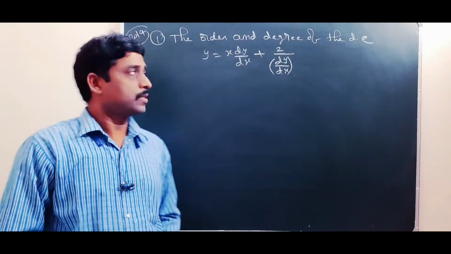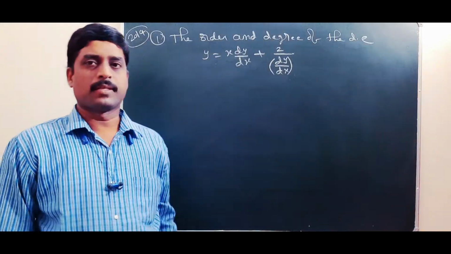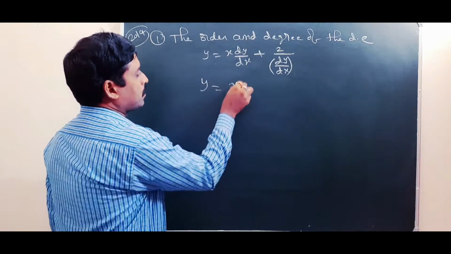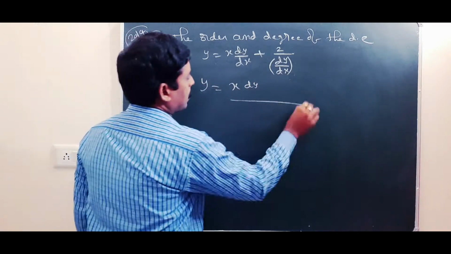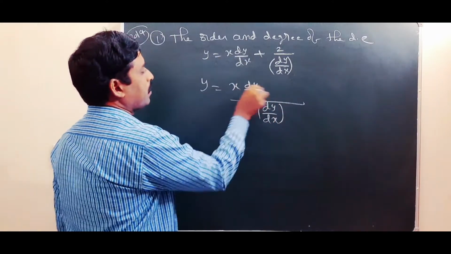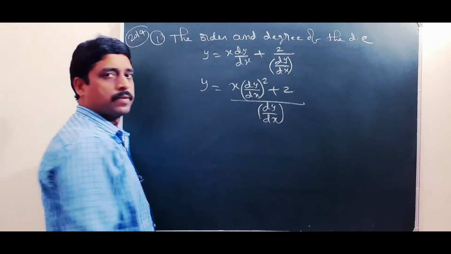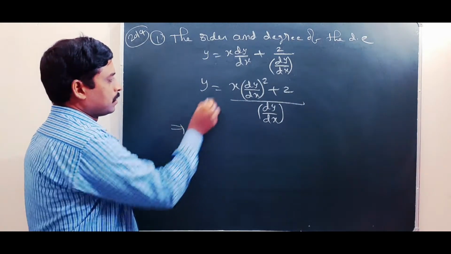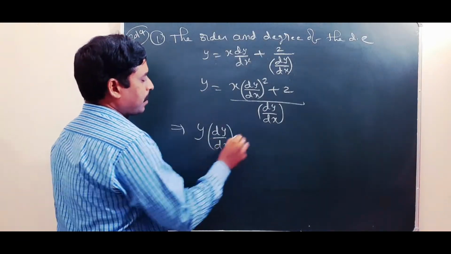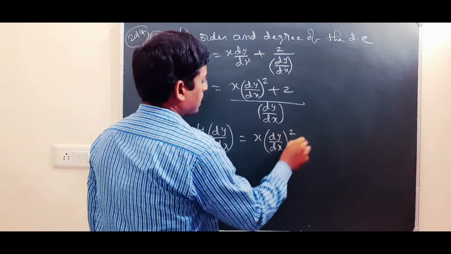Okay, moving to the next question. This is from 2014. The order and degree of the differential equation. Let us take the LCM. Y is equal to x dy by dx plus 2 by dy by dx. What is the LCM? Dy by dx. So x (dy by dx) whole square plus 2. Let us do the cross product. It will be y into dy by dx is equal to x (dy by dx) whole square plus 2.